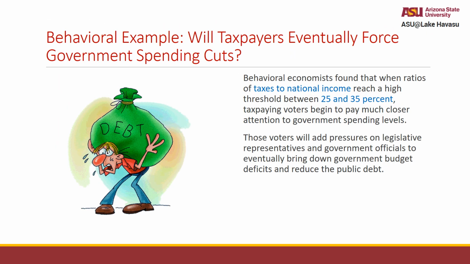Here is a behavioral example. Will taxpayers eventually force government spending cuts? Behavioral economists found that when the ratio of taxes to national income reaches a high threshold, between 25% and 35%, taxpaying voters begin to pay much closer attention to government spending levels. These voters will add pressure on legislative representatives and government officials to eventually bring down government budget deficits and reduce the public debt.